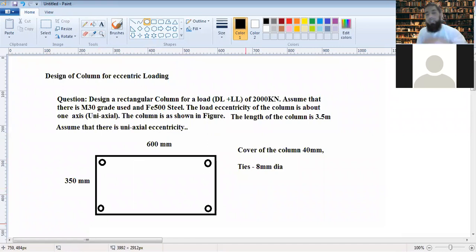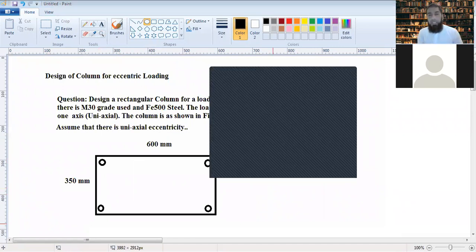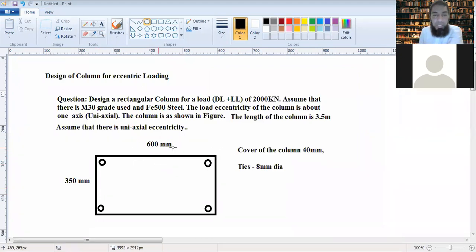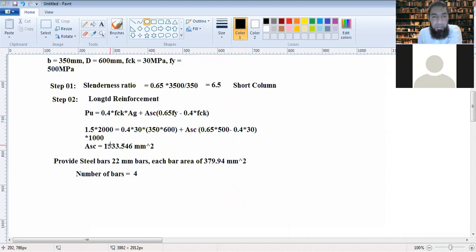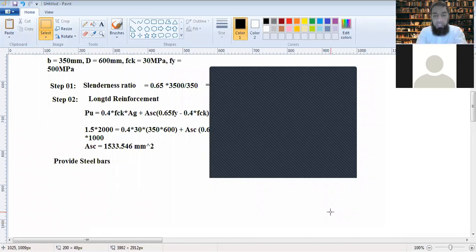But the issue in the case of a column is that if I provide only 4 number of bars, after every 300 mm at least I have to provide a tie link. So I need 2 more bars at the center. So let me not go for the 22 mm bar. If I go for 16 mm bar, that would be 200.96. That would mean 8 bars.